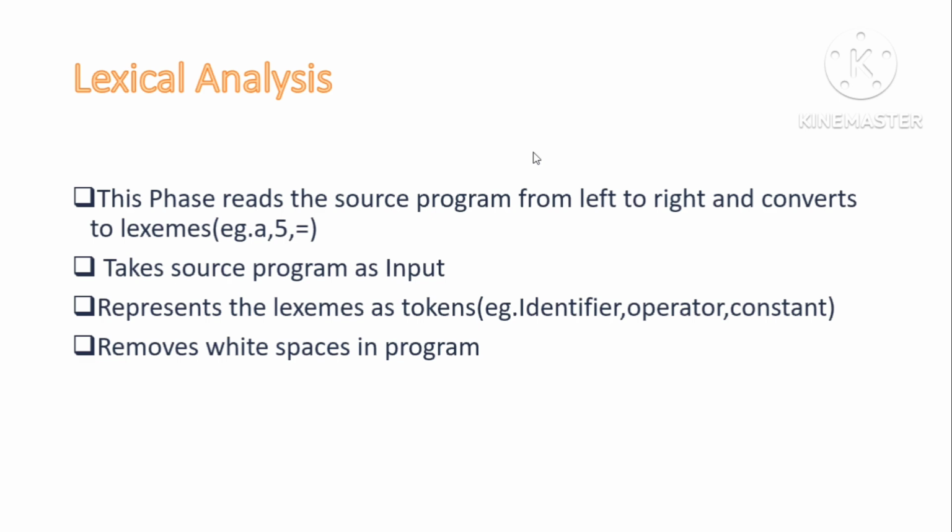Normally this first phase, lexical analysis, takes the source program as an input. Finally, these lexemes are represented in the form of tokens. For example, A is considered an identifier or variable, equal to is an operator, and 5 is a constant. So we give some meaningful names to these lexemes, and that is called tokens. Another important feature of lexical analysis is that it removes all the white spaces in the program. So unwanted spaces will be removed in lexical analysis.